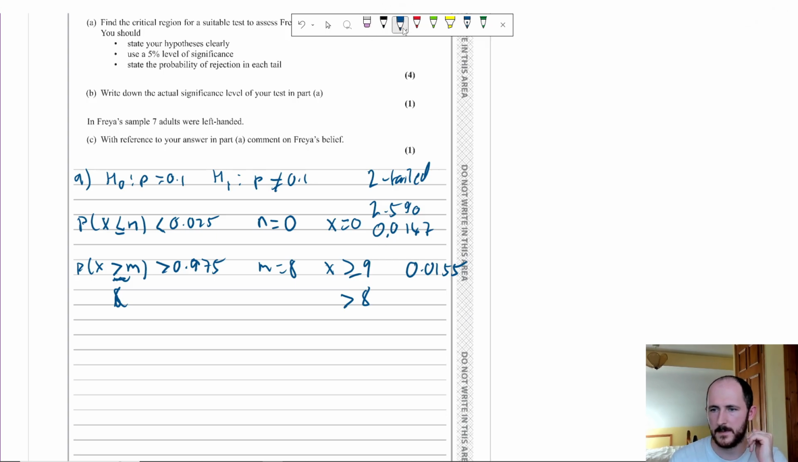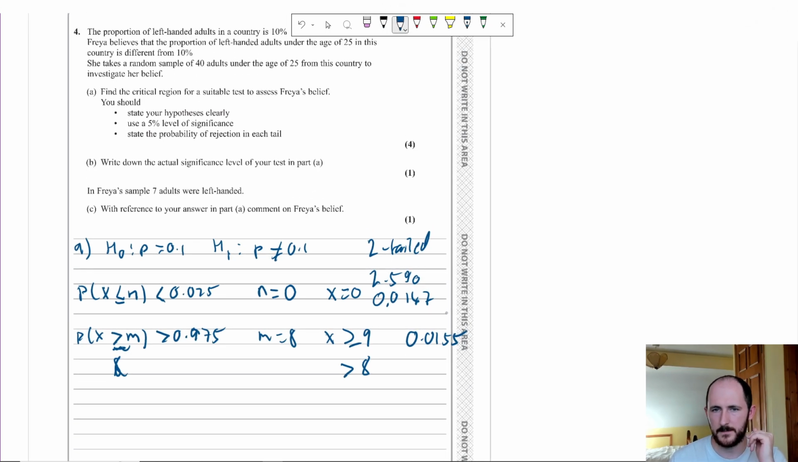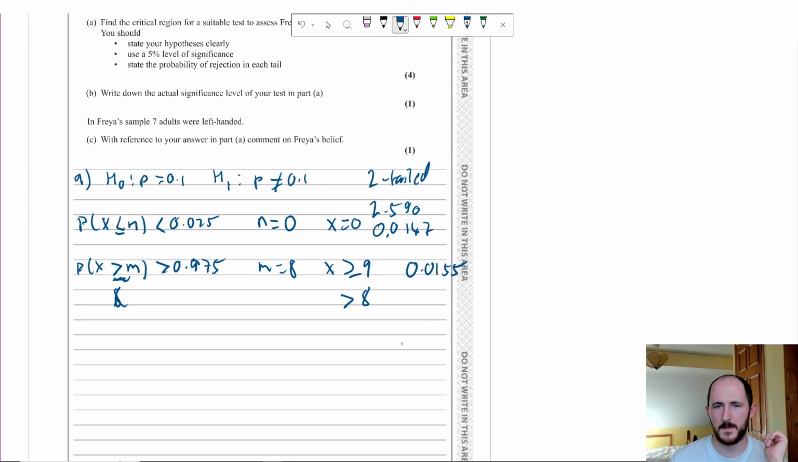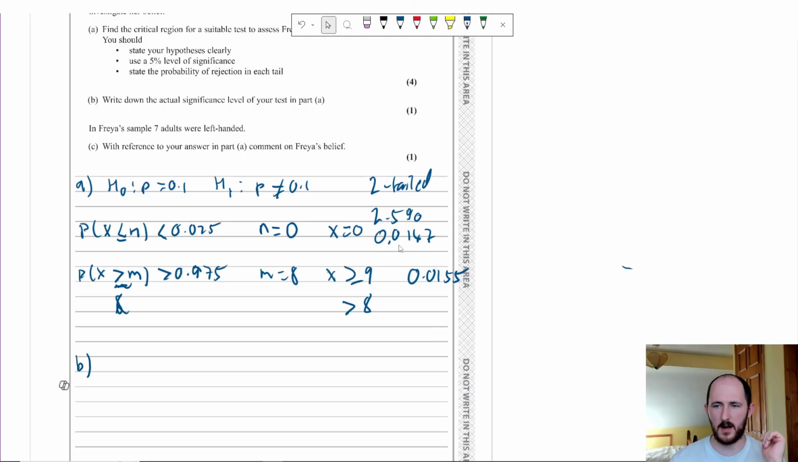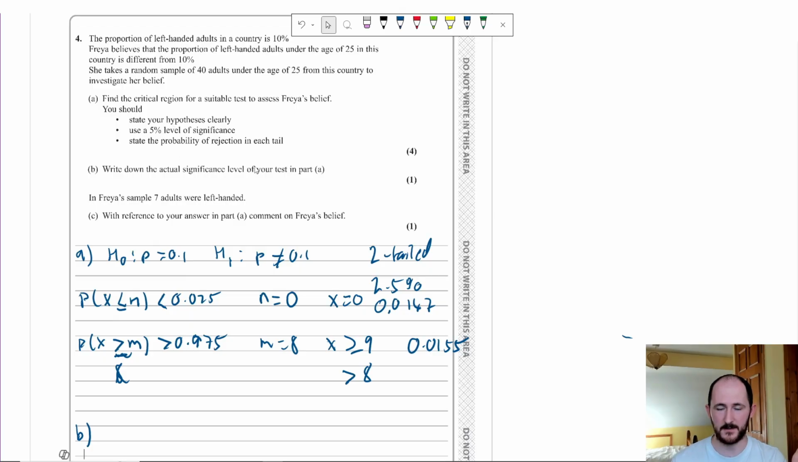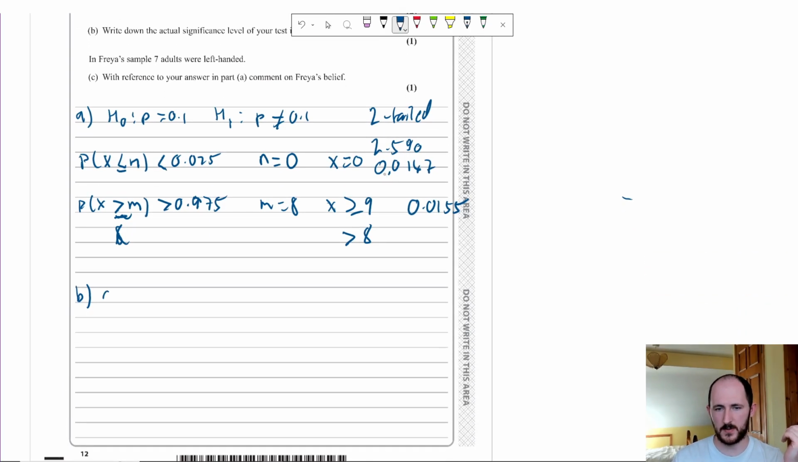There you go. Okie doke. There you go. That's it for part 4. Now, in terms of the actual significance level, what do they mean by that? Well, if you notice, our probabilities here don't add up to 2.5%. Neither of them are 2.5%, and they don't add up to 5% either. So instead, we're going to work out the actual one, which is where we just add those two values together and make it a percentage.